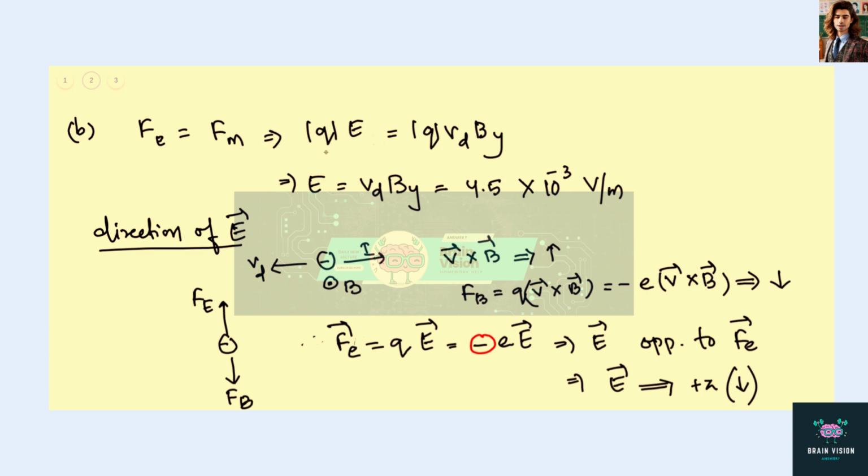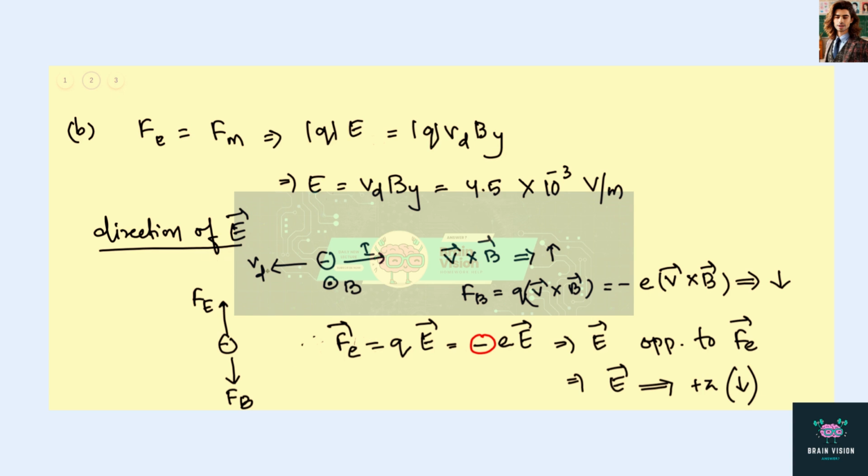So electric force is the magnitude of charge times the magnitude of electric field, and the magnetic force has magnitude |q| times the drift velocity times the magnetic field, which only has a component along y direction. And we simplify this equation and we find the electric field to be this value, and we solve this and we get the magnitude of the electric field to be 4.5 times 10 to the power minus 3 volts per meter.